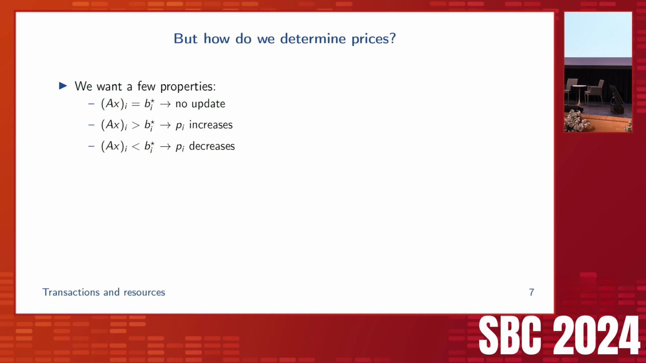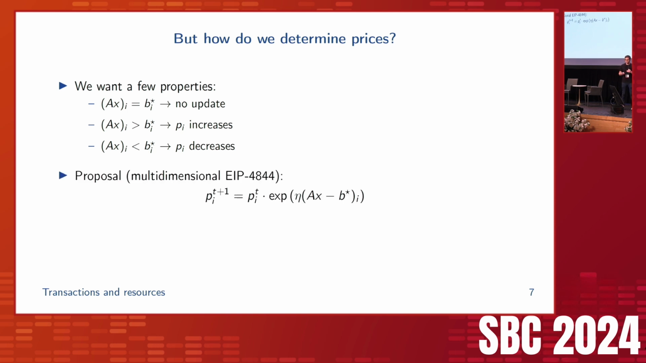Well, there's a few properties that are pretty obvious that we want. If the last block had resource consumption exactly equal to the target, that probably means we set the price well, so we don't want to actually change that price. On the other hand, if we're over target, so if we're consuming too much of that resource, the network probably wants to increase the price. It means it's undercharging in some sense. And vice versa. If the consumption is under that target, then we probably want to decrease that price.